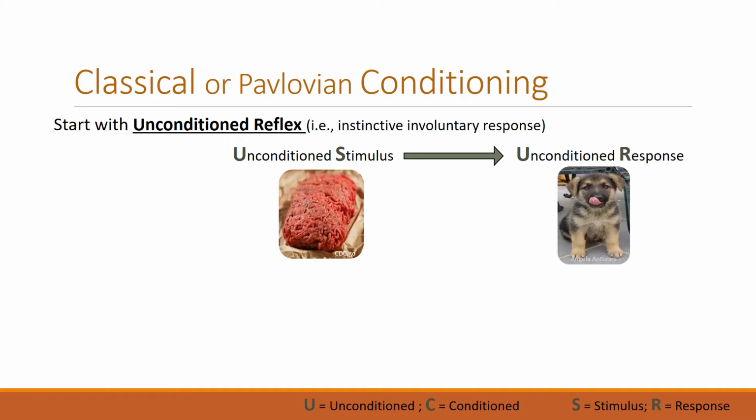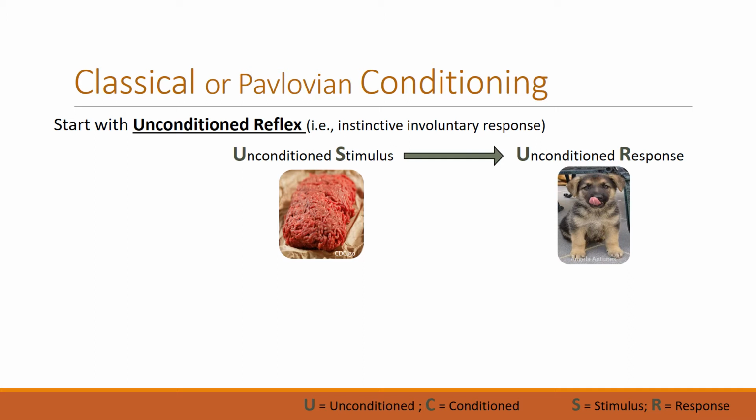You probably know this story. What he did was present meat to dogs, and he measured how much saliva they produced. He noticed that whenever he presented meat to dogs, they salivated. That was an unconditioned reflex. The unconditioned stimulus was meat, and it led to a reflex, an unconditioned response, which is saliva.